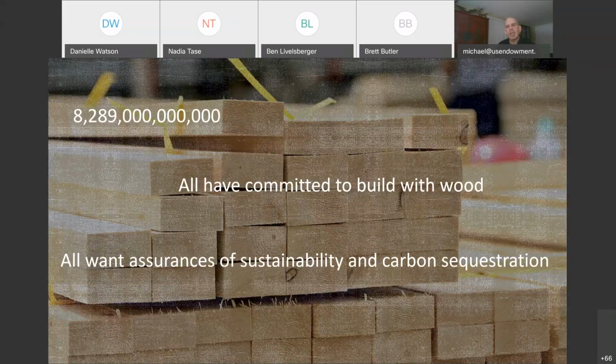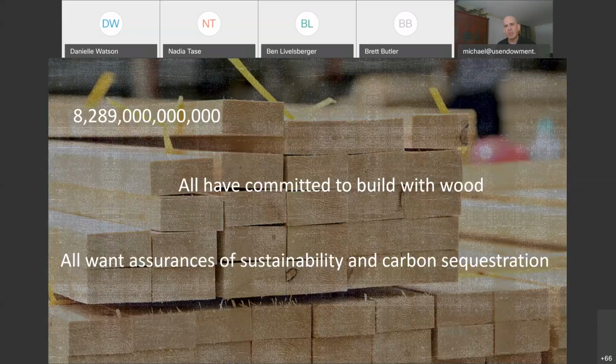But more interestingly, all of them have committed to build with wood going forward, and they see building with wood as a climate change solution for them. They've all made commitments about reducing their carbon footprint, and they would like to use wood as a part of the solutions that they see to be able to reduce that carbon footprint. Microsoft in particular has said they're going to actually reduce the amount of carbon emissions from their entire operations for the lifetime of the company.